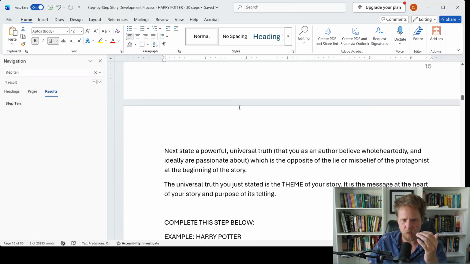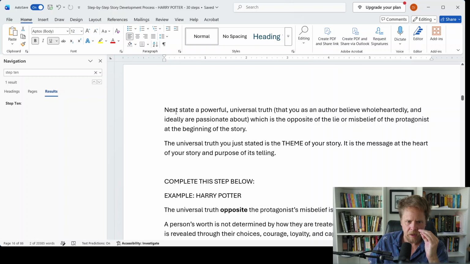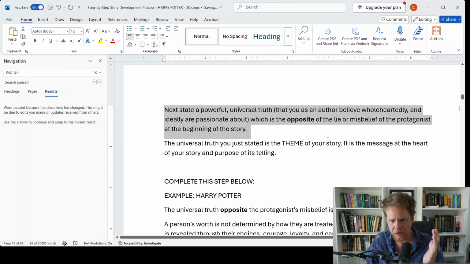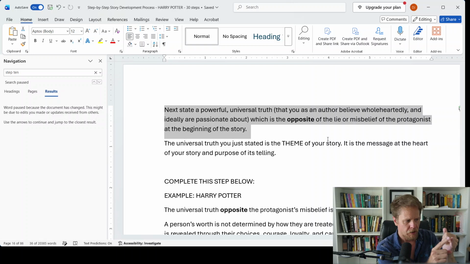Okay, so now let's move on to step 12. If you've already gone through all the previous steps, you're ready to write your theme, okay? And I'm going to show you now how we do that. Once you have your misbelief, you are going to state a powerful universal truth, which is the opposite, this is the key, of the lie or misbelief of the protagonist at the beginning of the story. Notice that you have to know what the misbelief of your protagonist is before you write the theme, because they're absolutely related to one another.